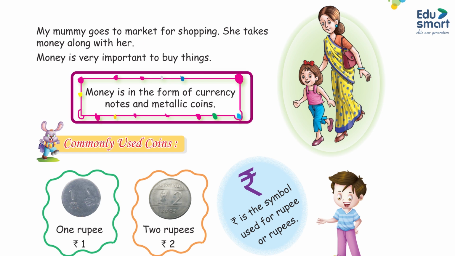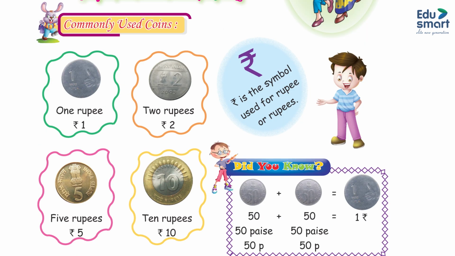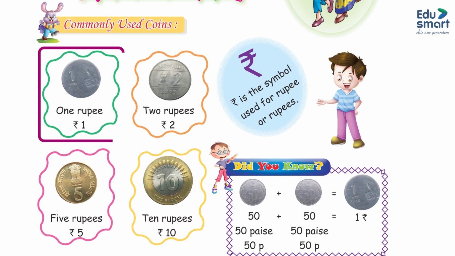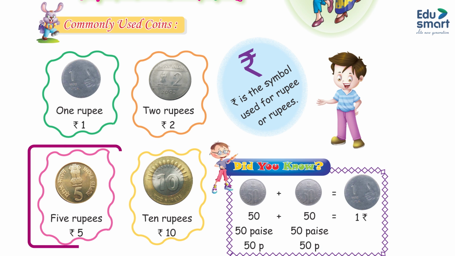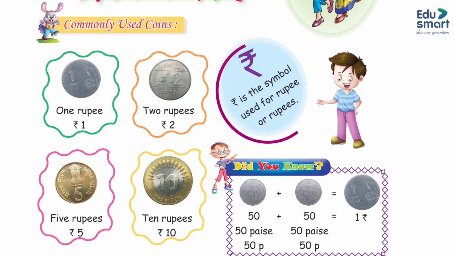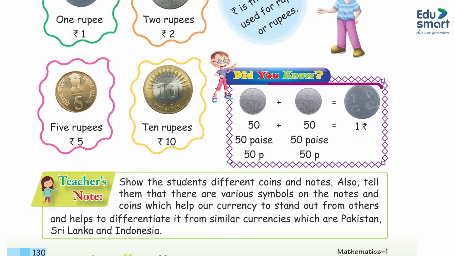Money is in the form of currency notes and metallic coins. Commonly used coins: 1 rupee, 2 rupees, 5 rupees, 10 rupees. Rupee is the symbol used for rupee. Did you know 50 paise plus 50 paise is equal to 1 rupee?